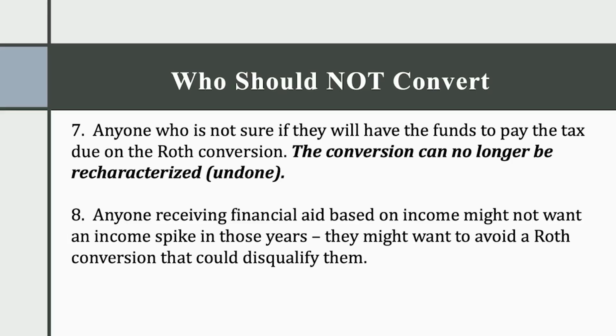Again, anyone who's not sure if they have the funds to pay the tax due on the Roth conversion, remember the conversion can no longer be undone. So we kind of go back to that. And one of the ideas I have for an upcoming episode is a really interesting way to actually pay taxes on Roth conversions, through the equity in your own home, through a reverse mortgage line of credit.